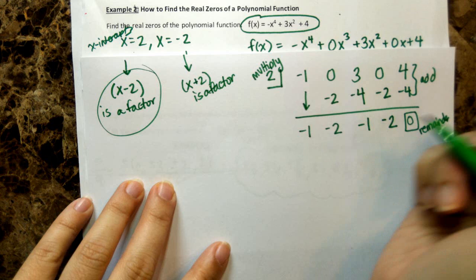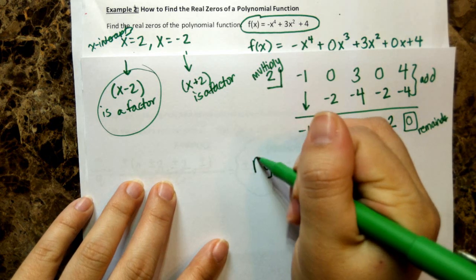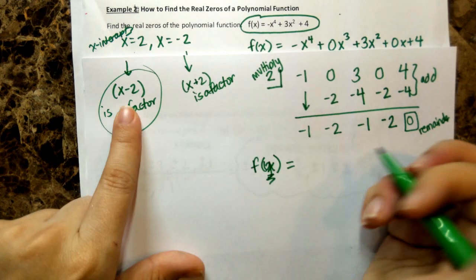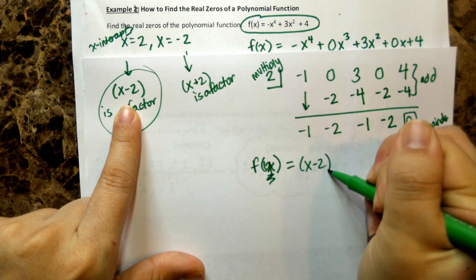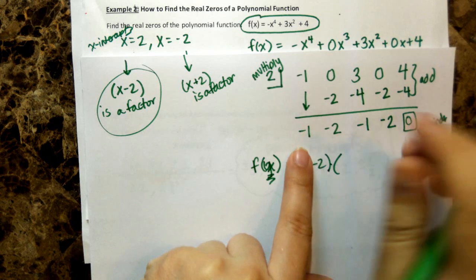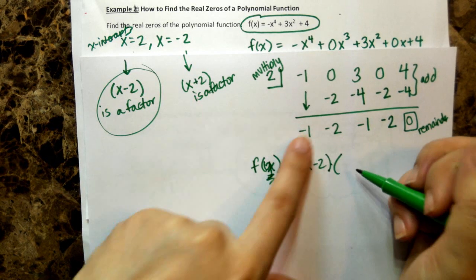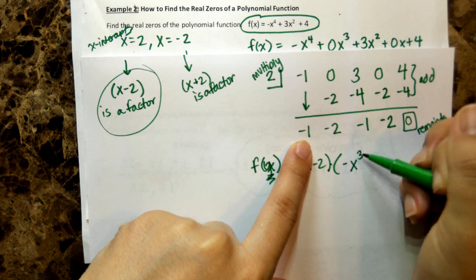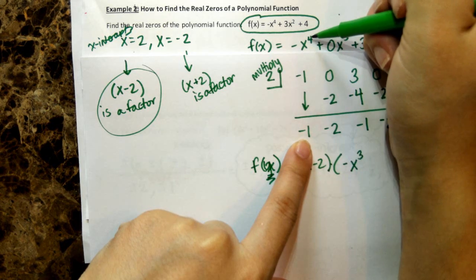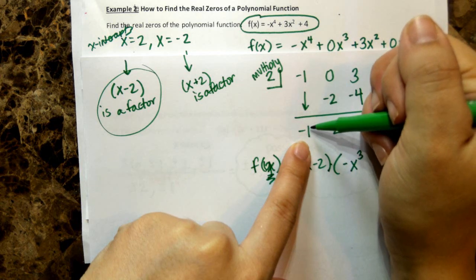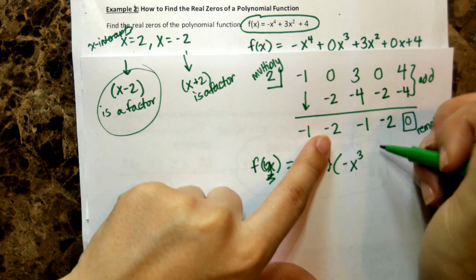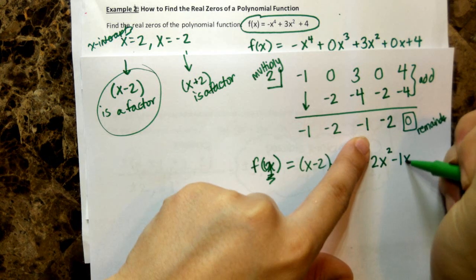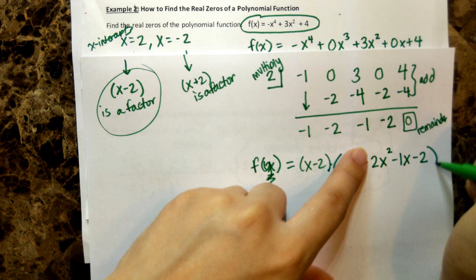And so what we're left with now is our function, or f of x, if you don't want to write y, equals x minus 2 times, and then we would convert this into equation form. So negative 1, you don't have to write the 1, x to the third power, because our problem originally started with a 4, and whenever you divide using synthetic, your answer will be 1 less than that. Minus 2 x to the second power minus 1x minus 2.